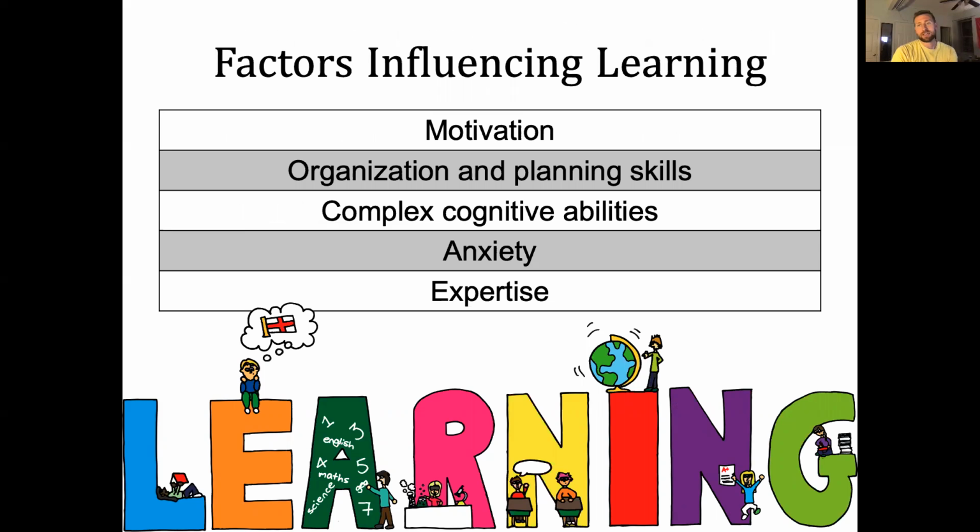So there's kind of this optimal level of motivation that a person can experience that would be beneficial for learning. Organization and planning skills. So for instance, it's a lot easier to learn and retain information if you have organized notes and things like that. But also organization could refer to your own mental hierarchy for that particular domain.